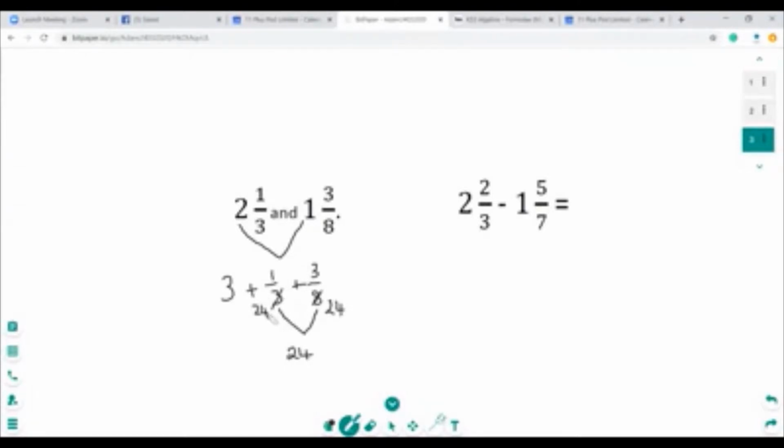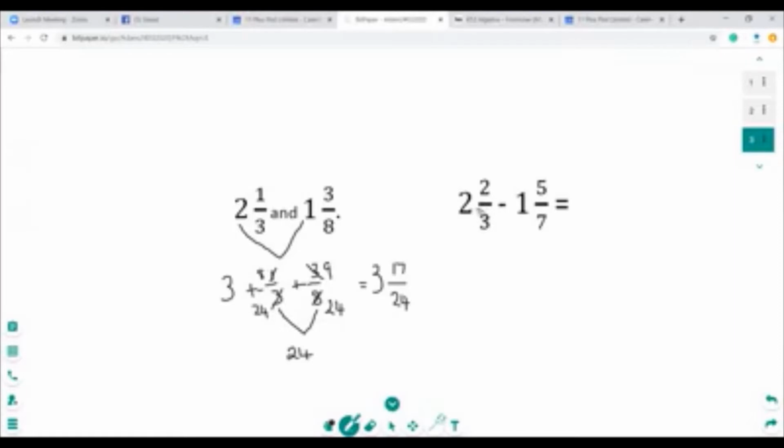Now to go from 3 to 24, I times by 8. So 1 times 8 is 8. So we have 8/24. And to go from 8 to 24, I times by 3. And 3 times 3 is 9. So now I have 8/24 add 9/24, which is 17/24. And I have to remember to add back in my whole number, 3. And this fraction doesn't need simplifying because 17 is prime and not a factor of 24.